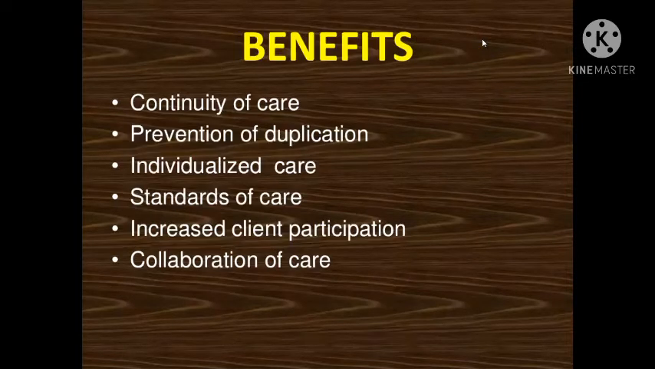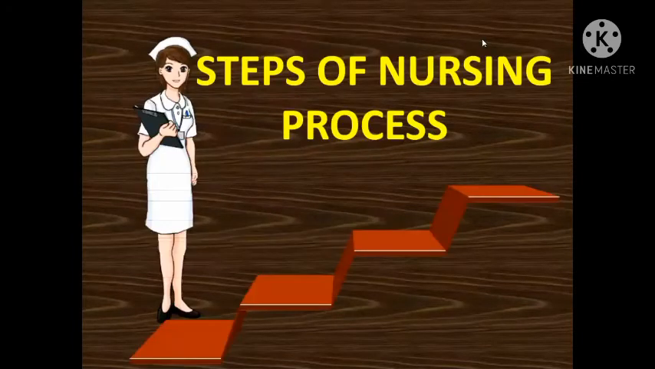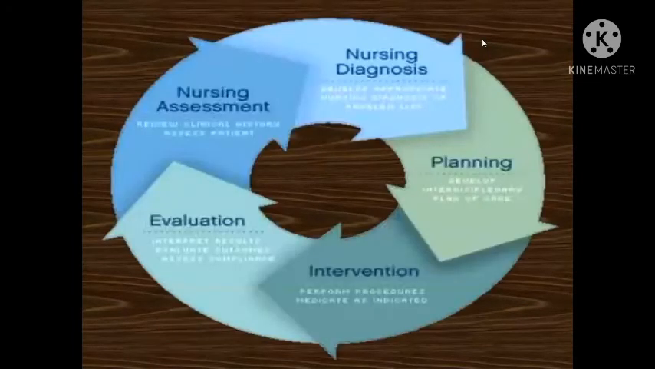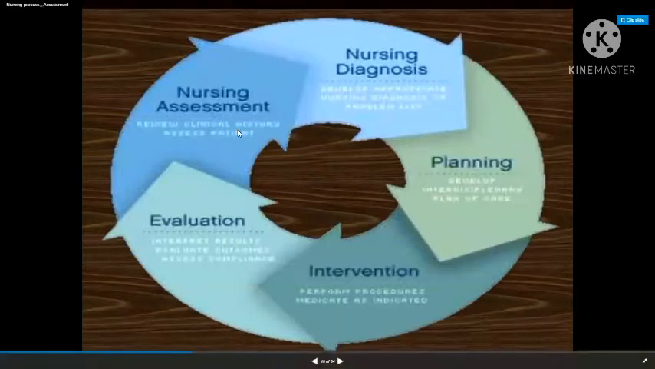Then what are the benefits? Continuity of care, prevention of duplication, individualized care, standards of care, increased client participation and collaboration of care. Okay, steps of the nursing process. See, it is cyclical. After the assessment, you will do the diagnosis. Then there is planning. After planning, there is intervention and evaluation.